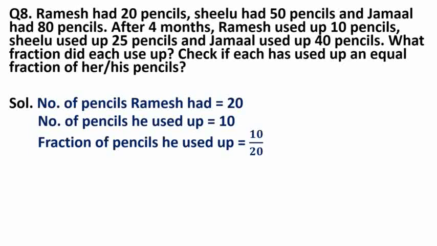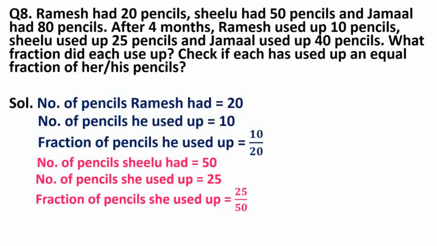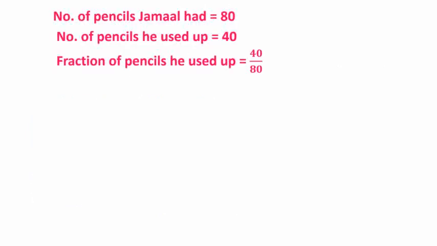Okay, so first of all we will write number of pencils Ramesh had is equal to 20, number of pencils he used up is equal to 10. So what is the fraction now? The fraction of pencils he used up is 10 by 20, 10 out of 20. Similarly, we will write for Shilu, number of pencils Shilu had is equal to 50, number of pencils she used up is equal to 25, and fraction of pencils she used up is 25 by 50. Now we will write for Jamal. Number of pencils Jamal had was 80 and number of pencils he used up is equal to 40. So fraction of pencils he used up is equal to 40 by 80.